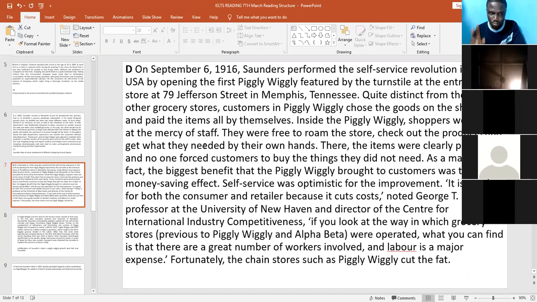The thing there is that it is easy for you to just get tied down by everything that is being mentioned. Don't. Discover the central point. The central point will make you read less. Once you discover it, as big as this paragraph is, I know that it's talking about all the features of self-service. They were free to roam, check out the product, and get what they needed by hand. The items were clearly priced, and no one forced the customer to buy things they didn't want. As a matter of fact, the biggest benefit that Piggly Wiggly brought to customers was money saving.